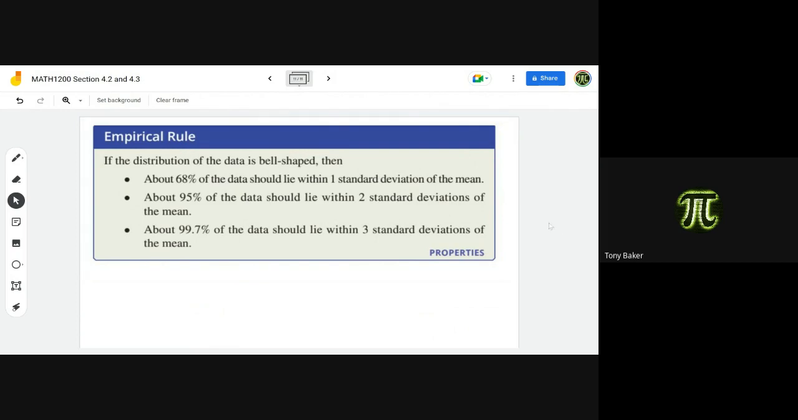Okay, so remember we were talking about percentiles and stuff before? Within 1 standard deviation, plus or minus that, 68% of all the information will be there. 95% will be within 2 standard deviations. And 99.7% will be within 3 standard deviations.